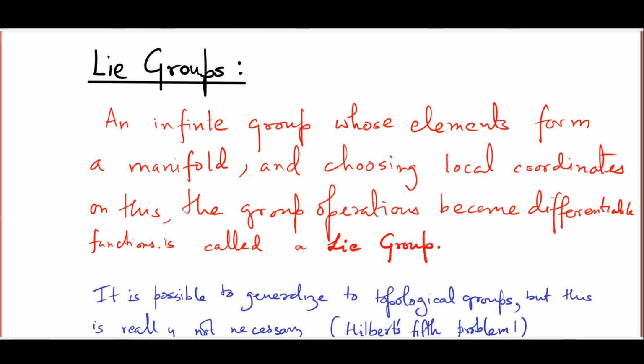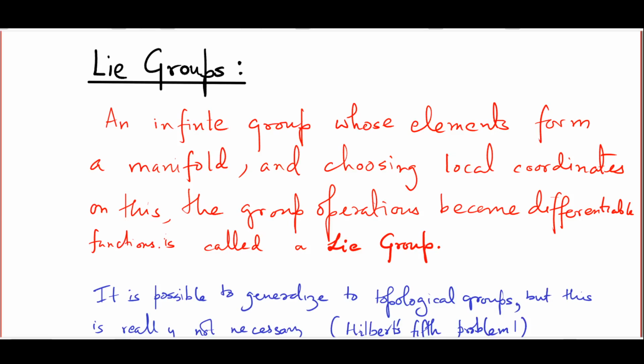Now it so happens that this is really not much of a generalization, and there was a very famous problem in mathematics, one of the famous Hilbert problems, Hilbert's fifth problem to be precise, which was ultimately answered to say that topological groups are not really much of a generalization over Lie groups. So the additional advantage that you get by demanding that these functions are smooth is really not going to restrict you much, because all topological groups, in a way, can be thought of as Lie groups as well. However, these technical things are not really going to be very important for us.